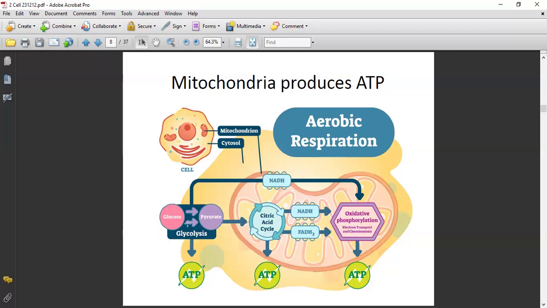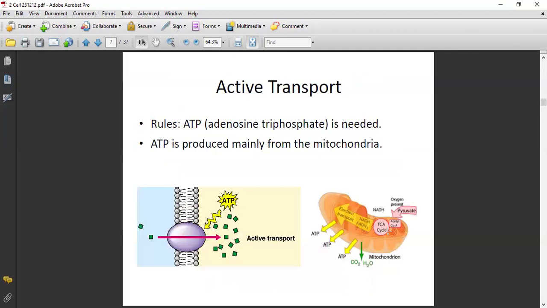And with this process, it's very inefficient. You only produce a very small amount of ATP. The pyruvate can be transported into mitochondria. This pyruvate then goes through the citric acid cycle. Citric acid cycle equals TCA cycle. These two are the same thing.